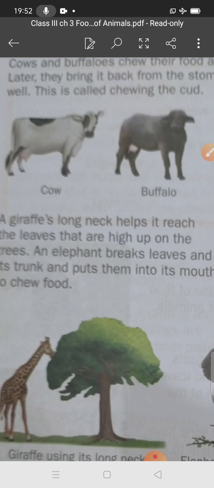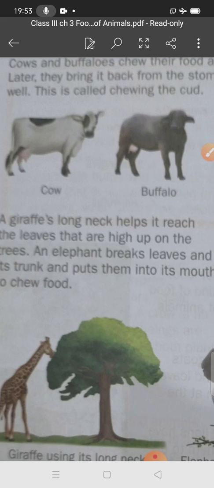First of all, what do they do? First they chew their food and swallow it to fill up the stomach. You can see these animals chew the food all day. Why? Because they chew their food and swallow it to fill up the stomach. First they fill the stomach with food, and later they bring it back into their mouth and chew it well. This is called chewing the cud.